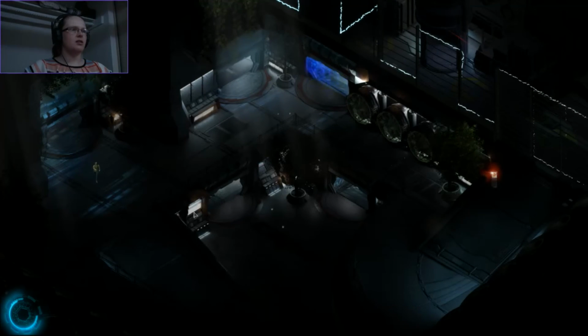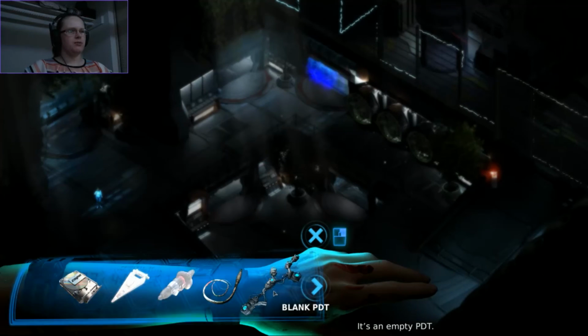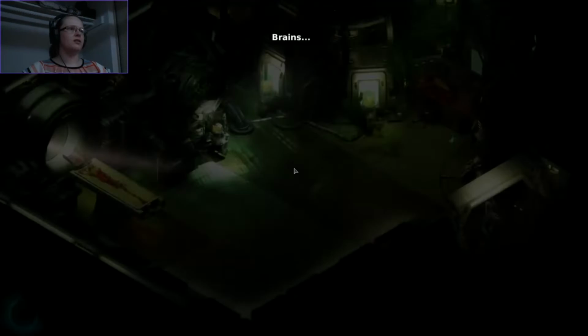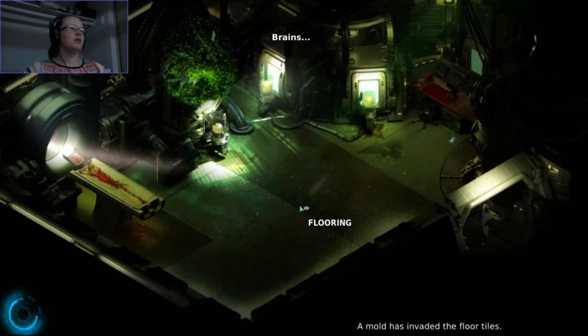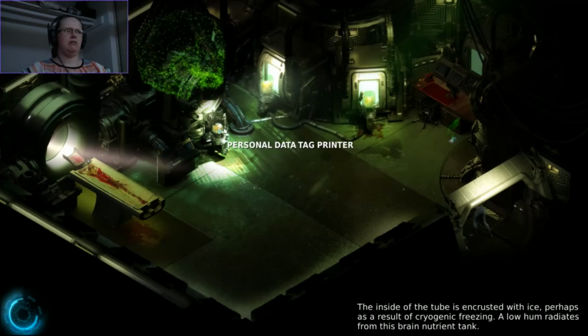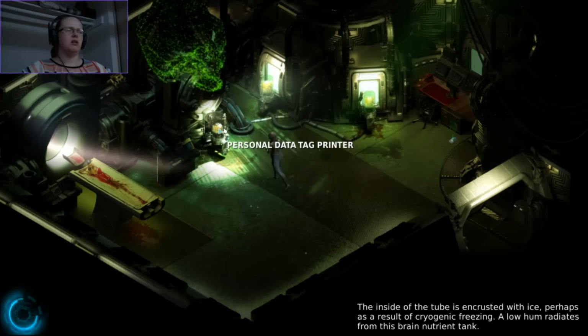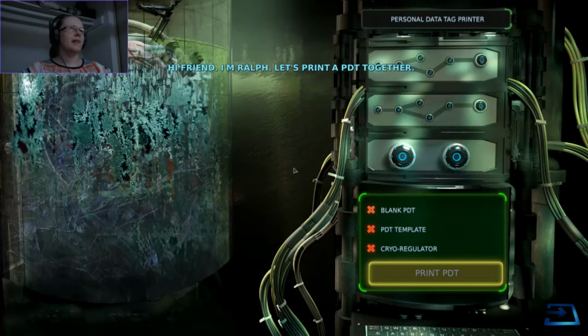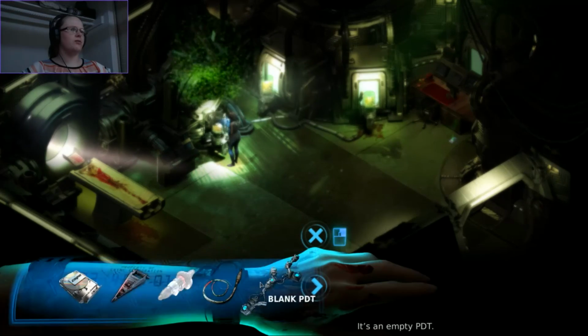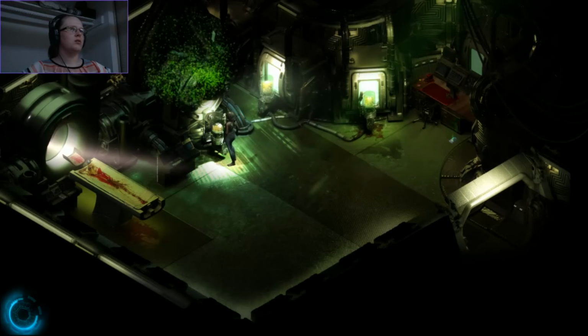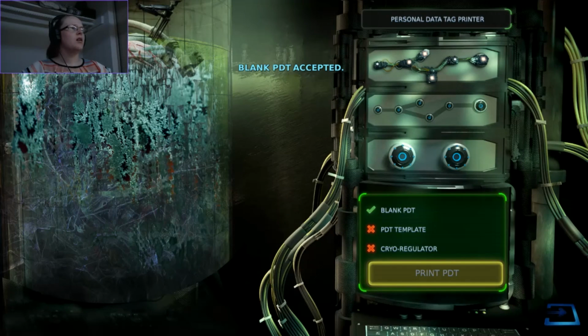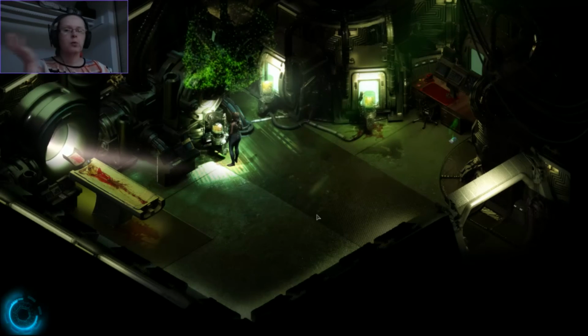Maybe I go back down here since I have a blank PDT here. Brains. Hi friend, I'm Ralph. Let's print a PDT together. Yeah, we will do that, Ralph. Blank PDT accepted. That fits nicely. I still need a PDT template and a cryoregulator. Okay, well that's 1 out of 3.